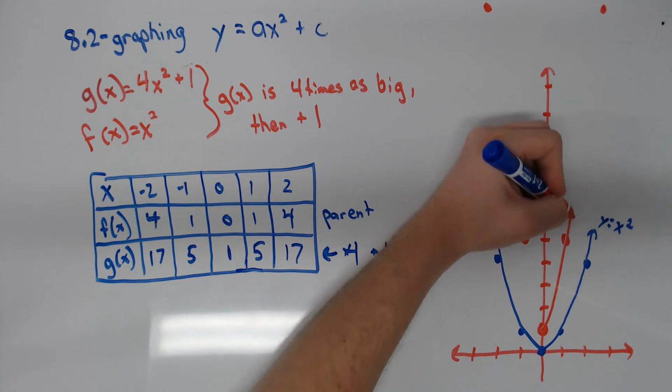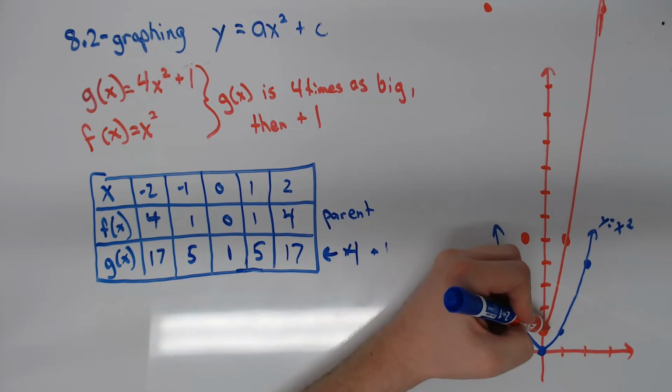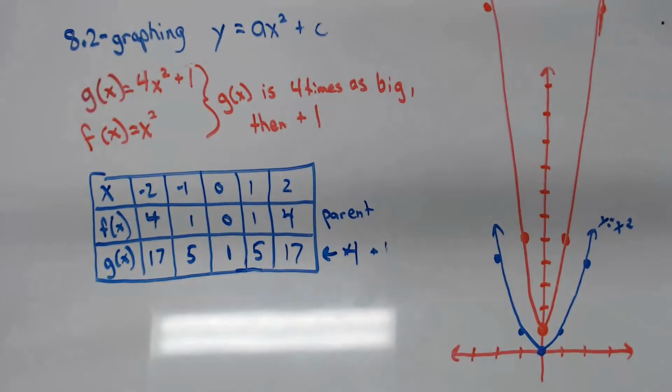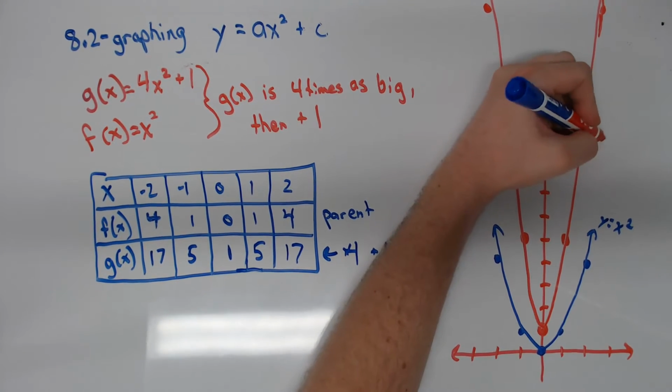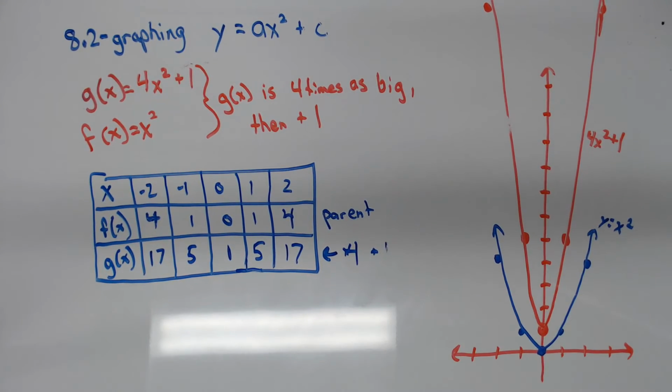But it's way taller and way skinnier. Remember, I plotted the same number of points. It's just this steep, which is kind of crazy. So this is my g of x. This is my 4x squared plus 1. So that was a pretty big vertical stretch.